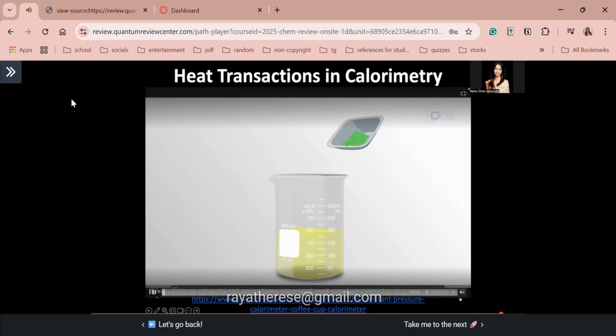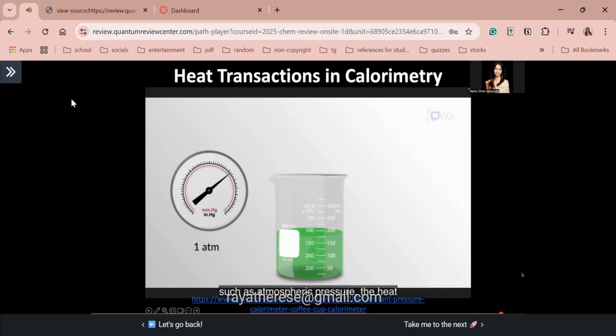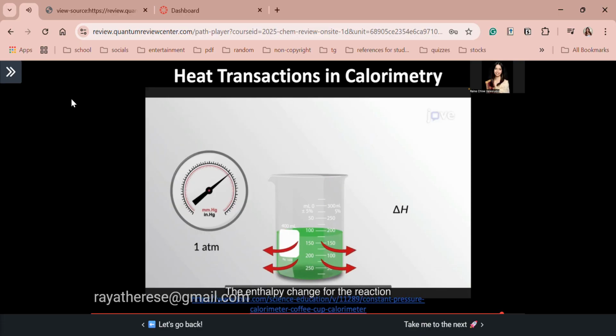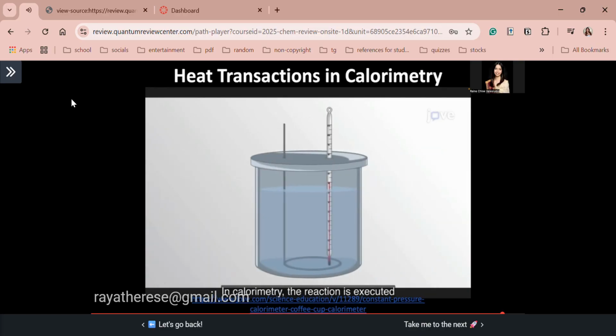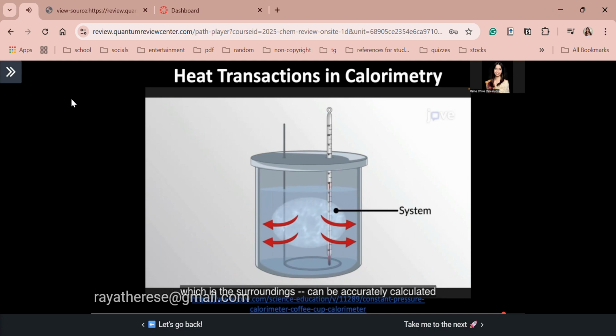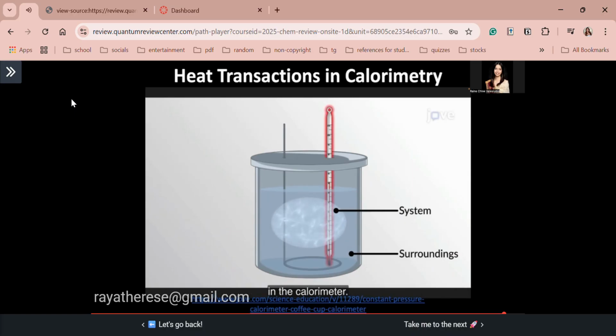For a chemical reaction carried out under constant pressure, such as atmospheric pressure, the heat exchanged during the process is measured as the change in enthalpy, delta H. The enthalpy change for the reaction is manifested as a change in temperature, which is measured using a technique called calorimetry. In calorimetry, the reaction is executed in a sealed and calibrated container called a calorimeter. The calorimeter is well insulated and prevents any heat flow between itself and its environment. Thus, heat exchanged between the reactants and products, which constitute the system, and the calorimeter, which is the surroundings, can be accurately calculated by monitoring the subsequent changes in the temperature in the calorimeter.